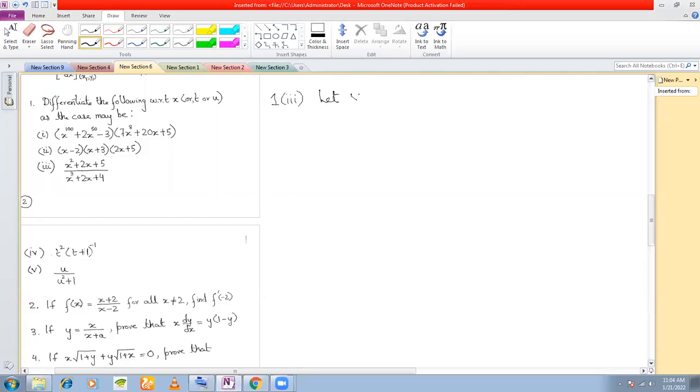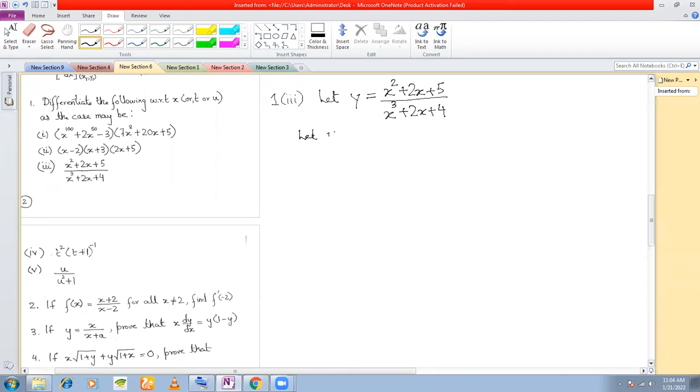The given question here is, the function here is (x square plus 2x plus 5) divided by (x cube plus 2x plus 4). Okay. Now this is a quotient of two functions.